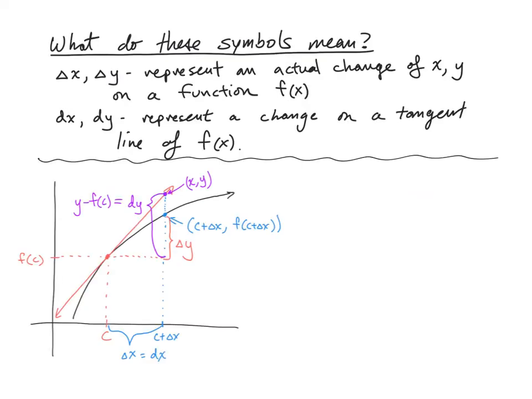What do these symbols mean? Well, here we have delta x and delta y. And those are very much the same symbols you remember from maybe a college algebra, algebra 2, pre-calculus. It's just some change in x and some change in y. And these represent the actual change of x and y on the function f of x. Now dy and dx are what we have been talking about in calculus in terms of derivatives. What dy and dx represent are a change on a tangent line of f of x.